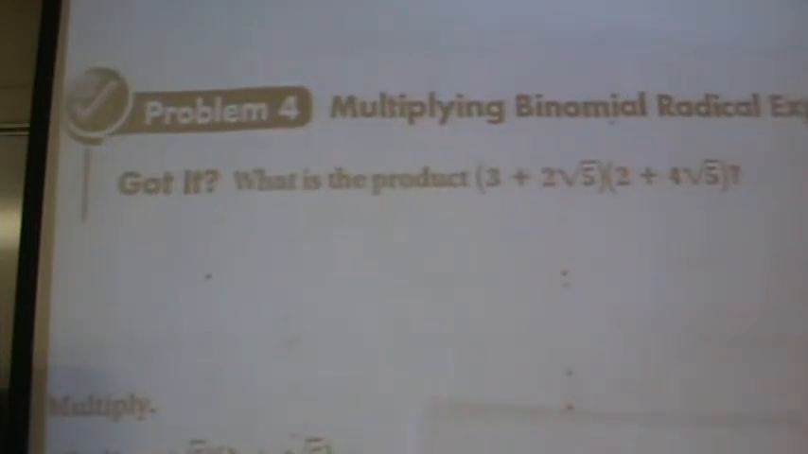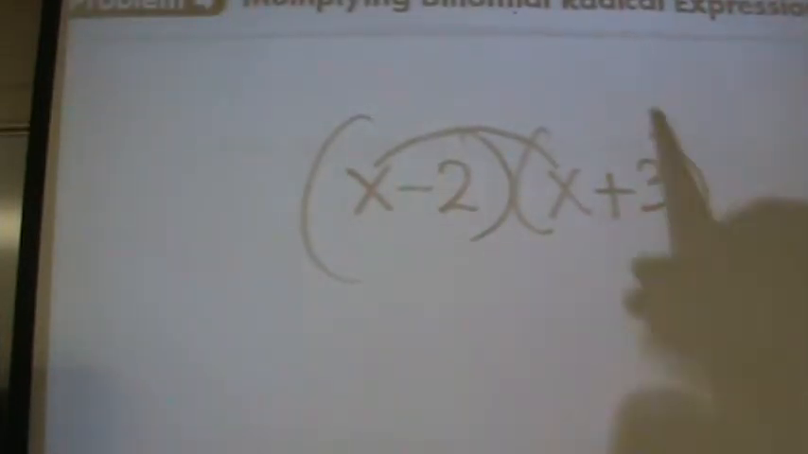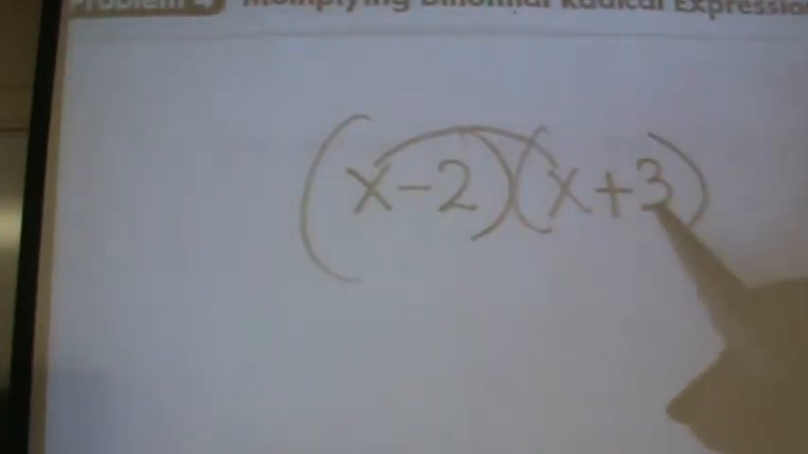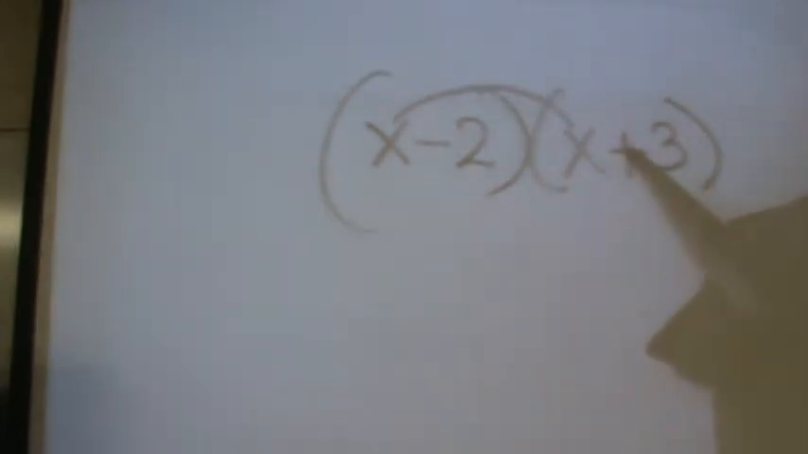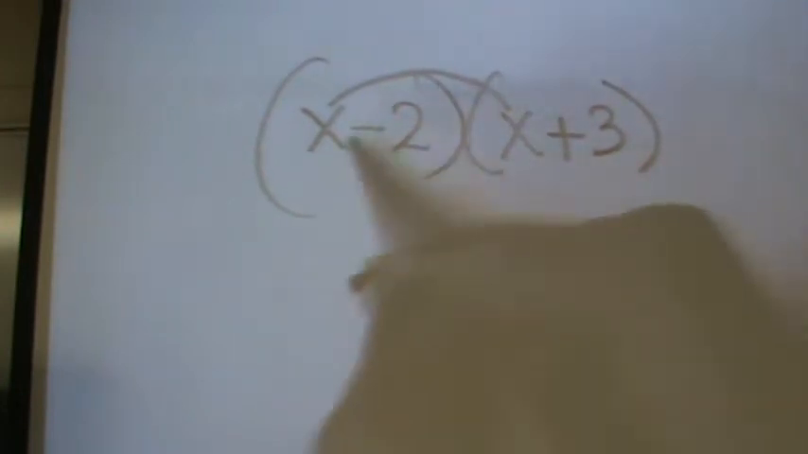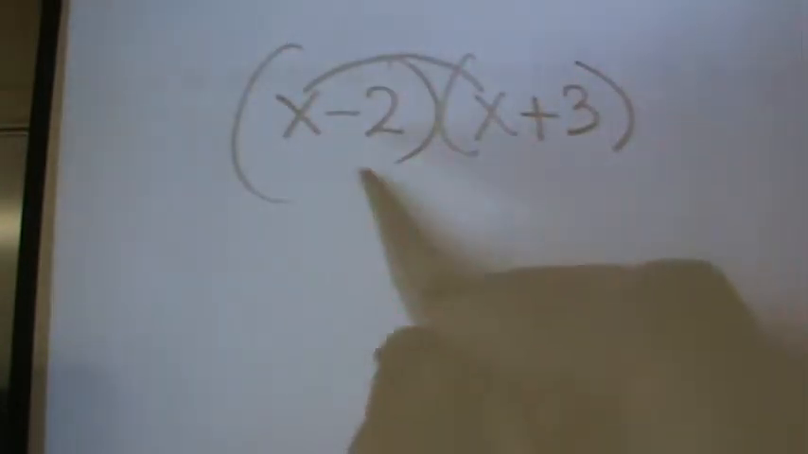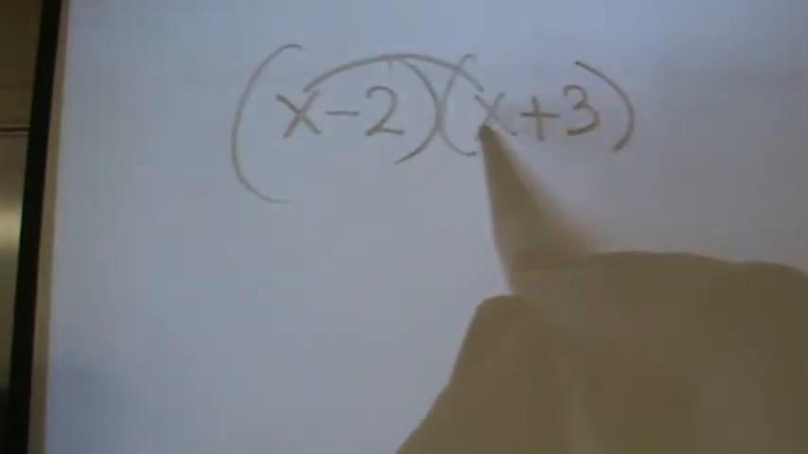Problem 4. So, I heard foil. I just made this up. I just wanna review old stuff. X times X is X squared. He said the magic word, X times X.